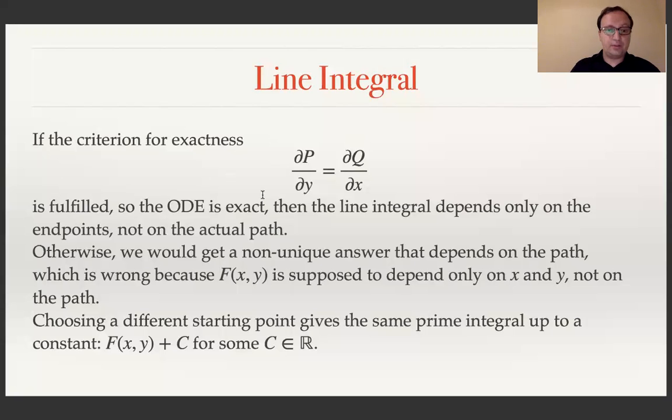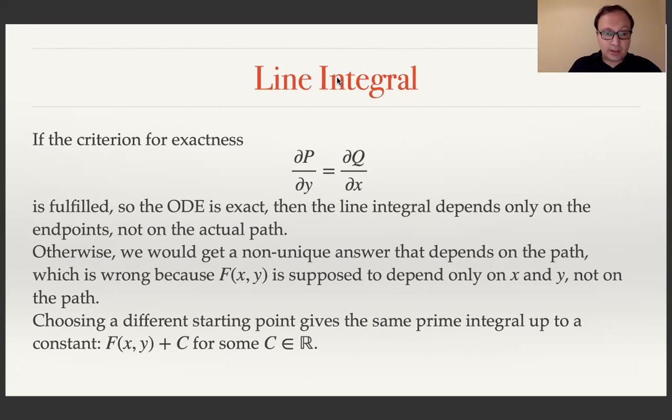So if the criterion for exactness, partial P over partial y equals partial Q over partial x, is fulfilled, then the equation is exact and the line integral only depends on the endpoints, not on the actual path. In order for this to happen, the domain must also have a sufficiently nice and simple shape. Otherwise, we get an answer that depends on the path, which is wrong because f of x and y is supposed to only depend on x and y, not on the path.